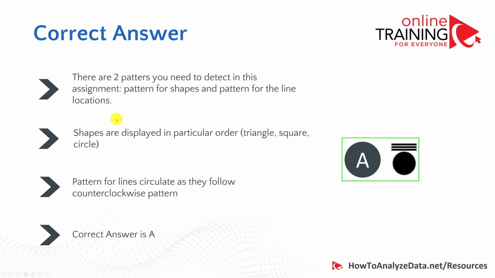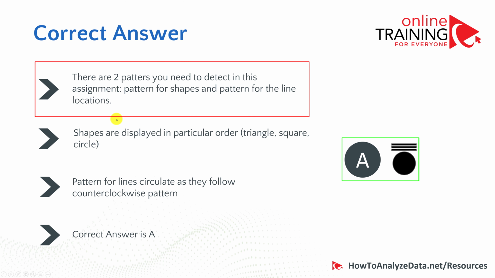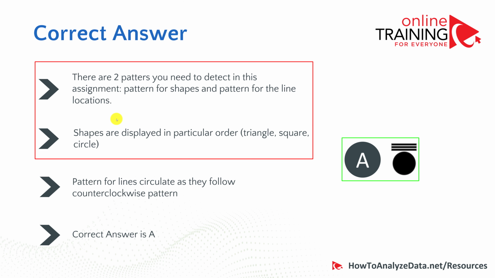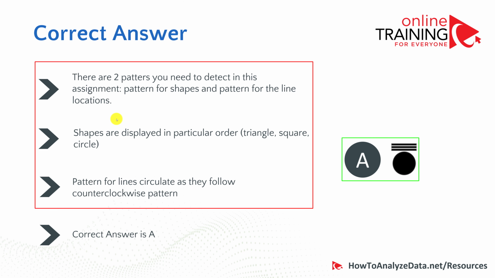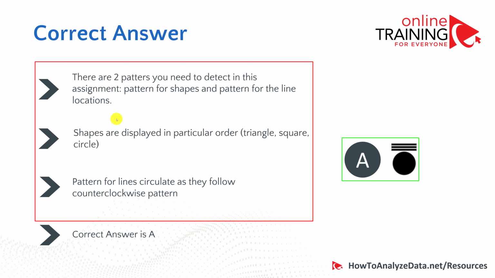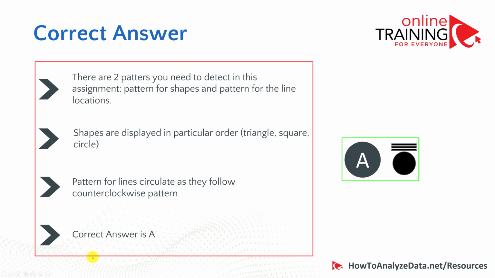So let's recap. There are 2 patterns you need to detect in this assignment: the pattern for the shapes and the pattern for the line location. Shapes are displayed in a particular order: triangle, square, circle, that's really the pattern for the shapes. And the pattern for lines is in a counterclockwise order. So the correct answer is A. Hopefully you've got this one right. You will see a lot of these types of questions in the assessment test.